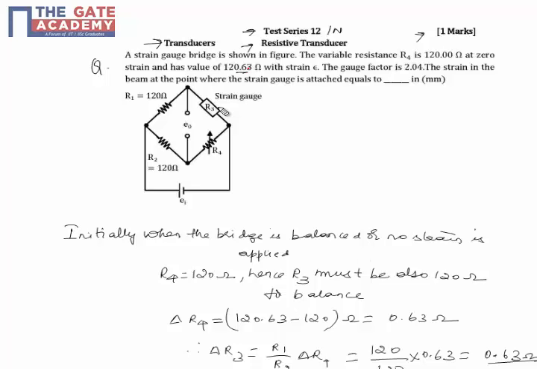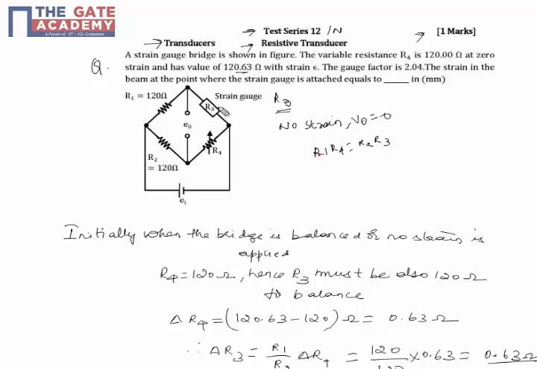Here you can see the strain gauge is R3, so it is represented by R3. Initially the bridge is balanced, that is when there is no strain applied. When no strain is applied, the bridge should be balanced, so that means V output should be equal to 0. In that case, the bridge being balanced means R1 R4 should be equal to R2 R3. That is the balance criteria for any bridge.